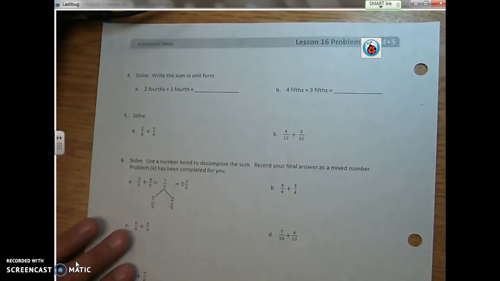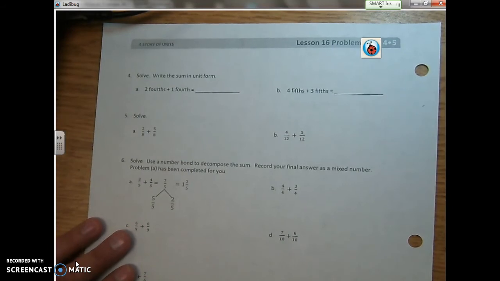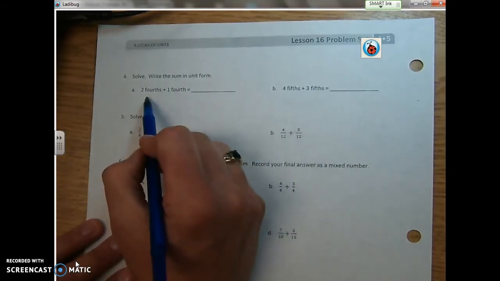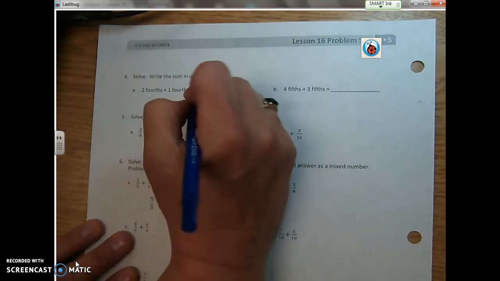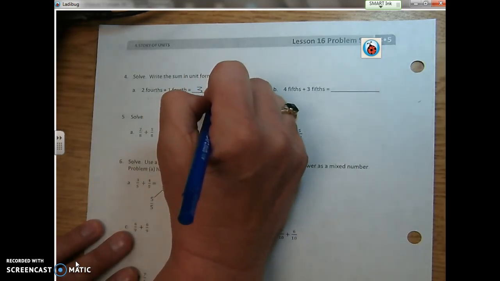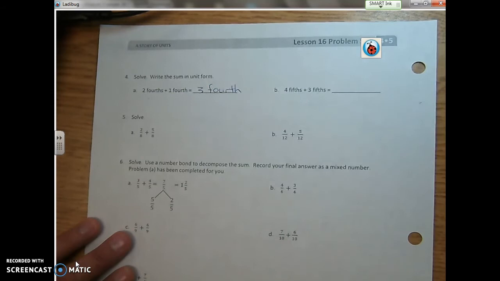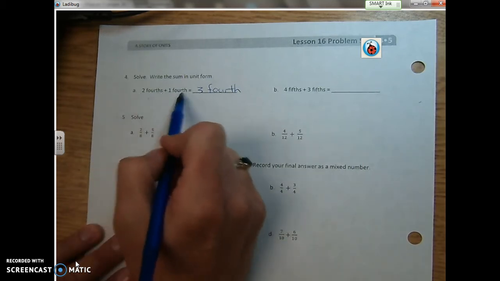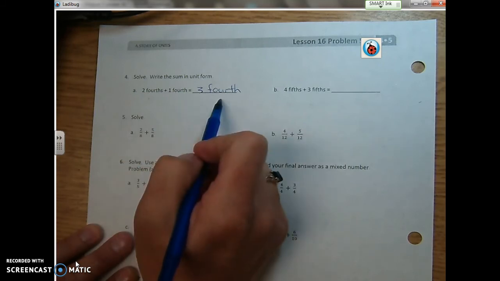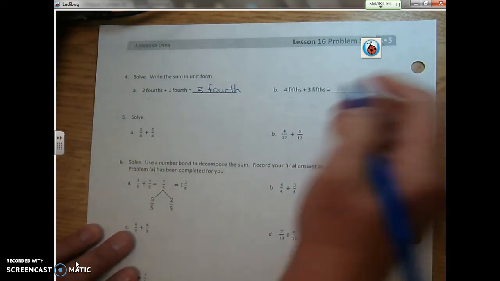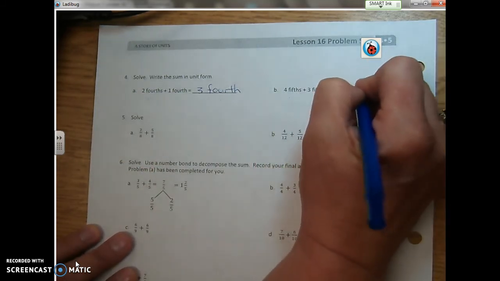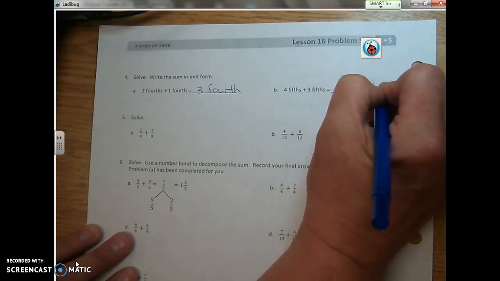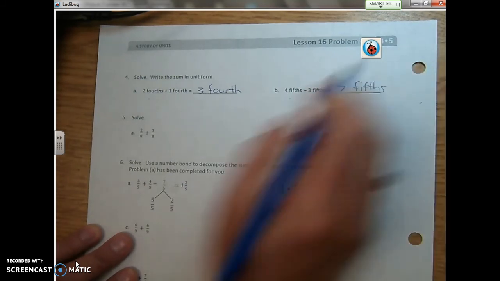Now, we did subtraction, now we're doing addition. Basically the same thing. 2/4 plus 1/4 equals 3/4, just like we did with the dogs and the meters. It's unit form. 4/5 plus 3/5 equals 7/5, because 4 plus 3 is 7 and we're in fifths.